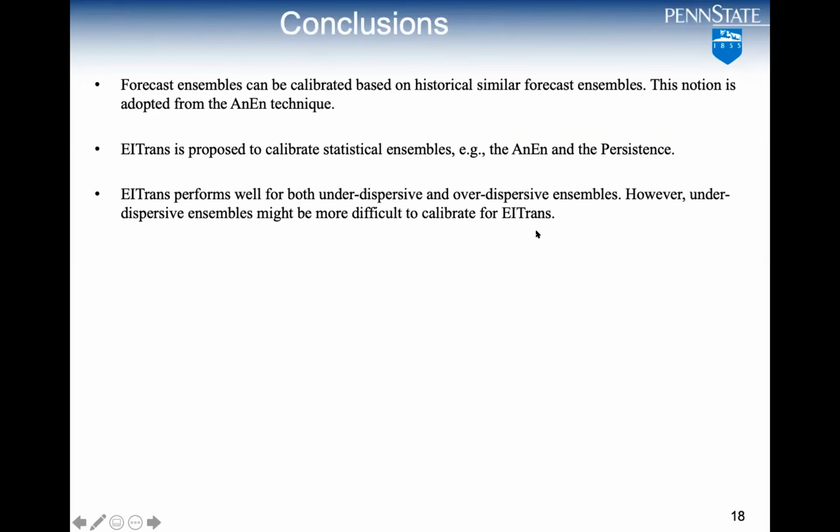Conclusions. We are a little bit over time, okay, I'm wrapping up. Forecast ensembles can be calibrated based on historical forecast ensembles, and eiTrans is proposed to calibrate statistical ensembles. And finally, it has been found to work for both under-dispersive and over-dispersive ensembles.